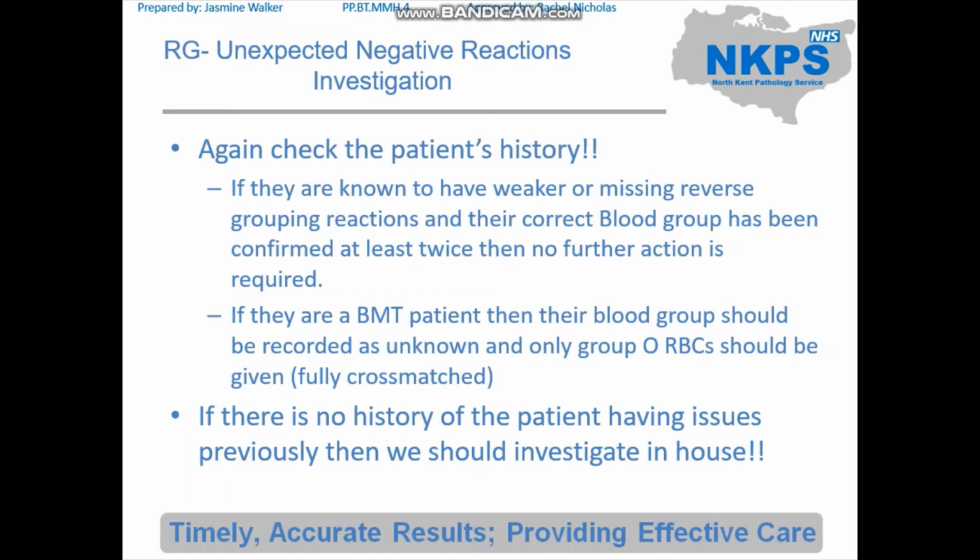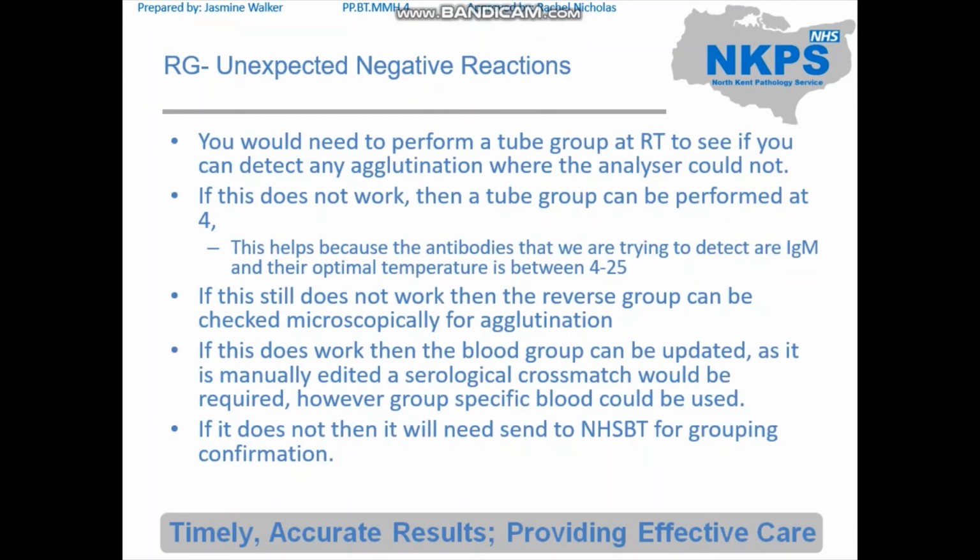If they're a bone marrow transplant patient and they're known for this, then their group should be recorded as unknown. Again, the comments that your SOP asks for added in, and only group O red blood cells should be given. If there is no history of the patient having issues previously, then we would investigate. The main investigation that you would perform is to do a tube group at room temperature to see if you can detect any agglutination where the analyzer could not.